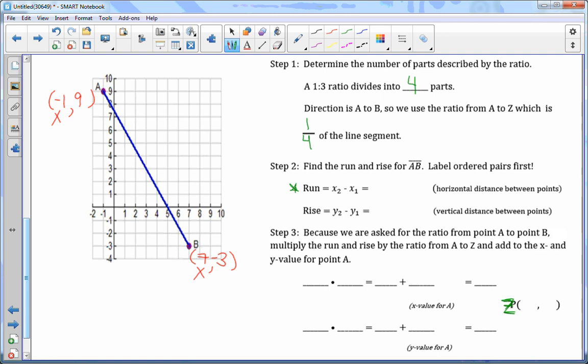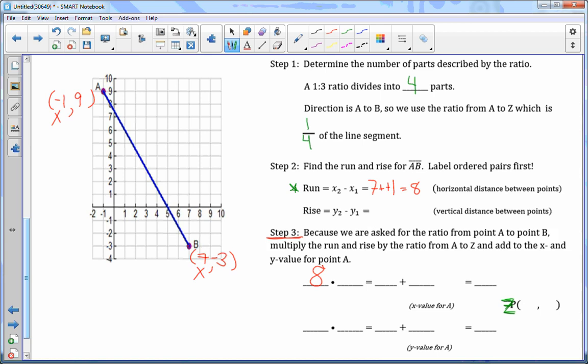Which one's the ending x? 7. Minus the beginning x. -1. So we actually have 7 minus a negative. Well, 7 plus 1 should be 8. The horizontal distance between those 2 points is 8. Let's go down to step 3. Just work with the x's and we'll go back and catch the y's. So we know x has a horizontal run of 8.